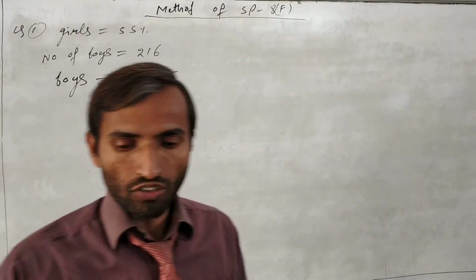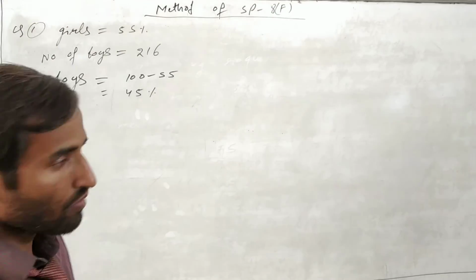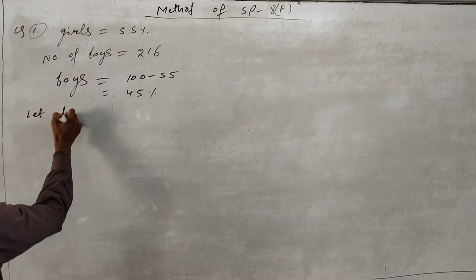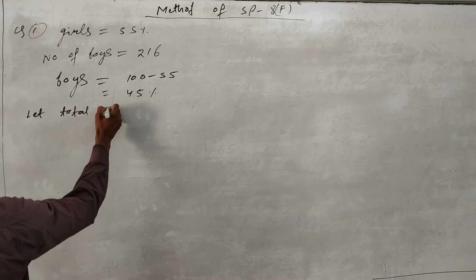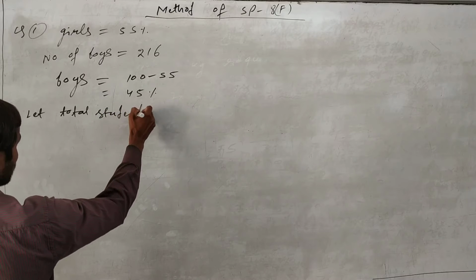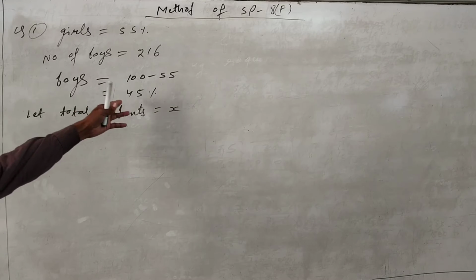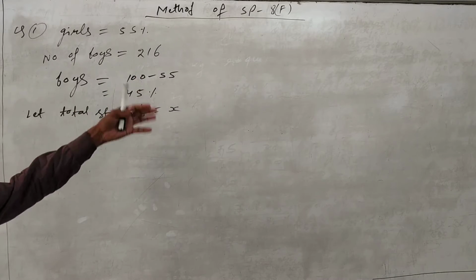Now we have to find the total students. For that, what will we do? We will suppose here that the total number of students is equal to x. After that, what will we do here? We will find the percentage with respect to the total number of students.